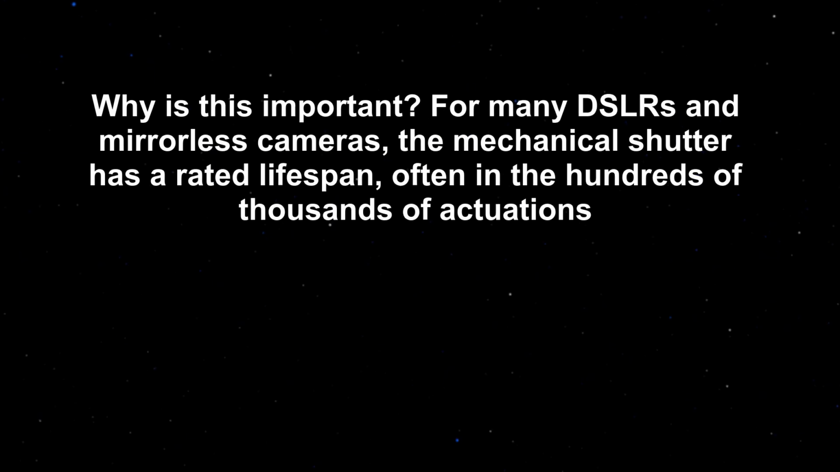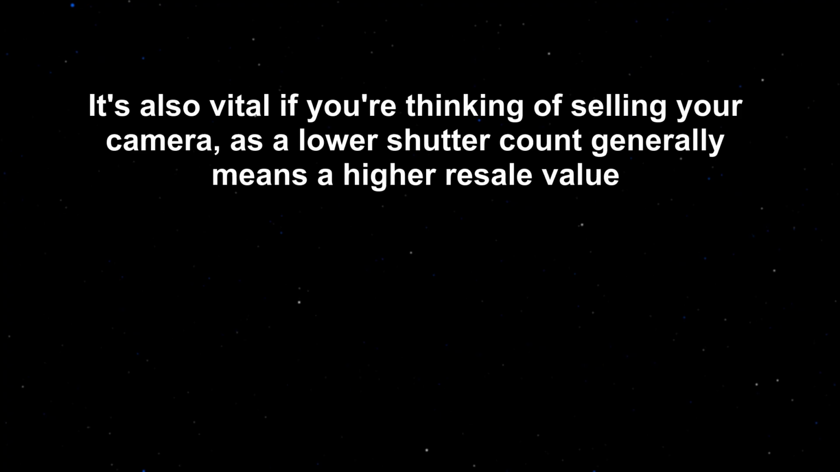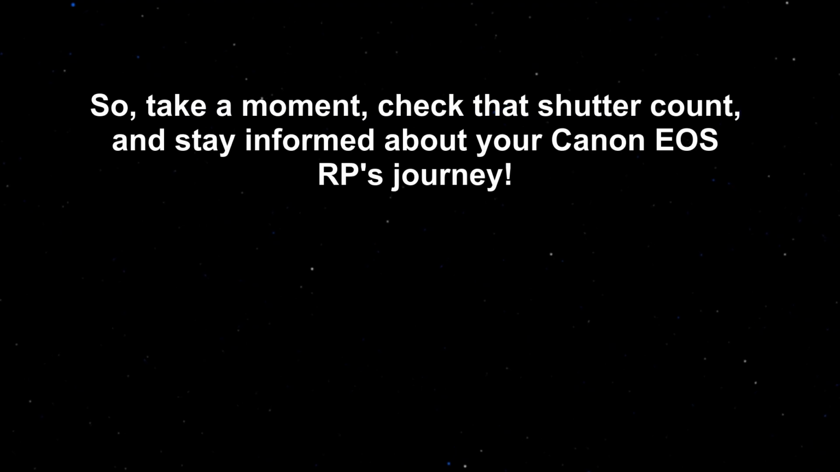Why is this important? For many DSLRs and mirrorless cameras, the mechanical shutter has a rated lifespan, often in the hundreds of thousands of actuations. Tracking this helps you anticipate potential maintenance needs, especially if you're a heavy shooter. It's also vital if you're thinking of selling your camera, as a lower shutter count generally means a higher resale value. So, take a moment, check that shutter count, and stay informed about your Canon EOS RP's journey.